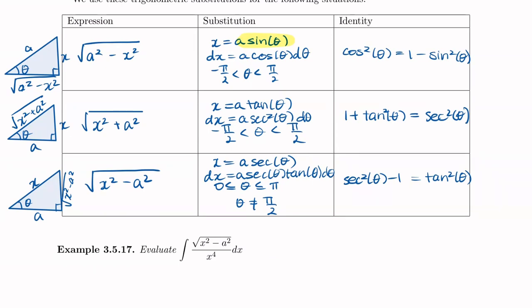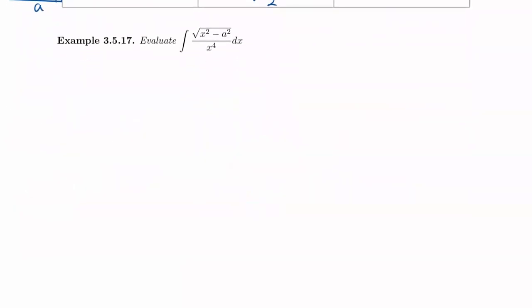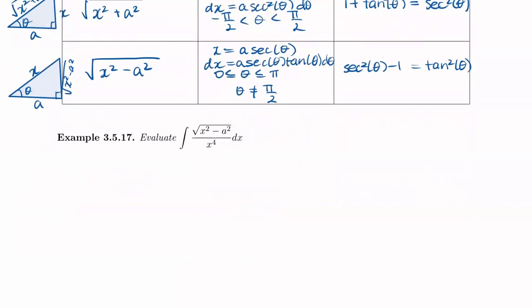So let's have a look at an example here. The next example we'll have a look at is the integral of the square root of x squared minus a squared divided by x to the fourth. So this is following the third row here. So what I'm going to do is I'm going to say, well, let x be equal to a secant theta. So that means dx is going to be a secant theta tan theta d theta.